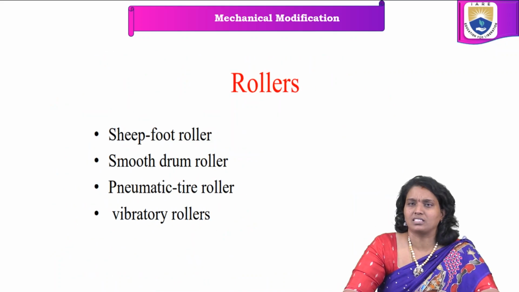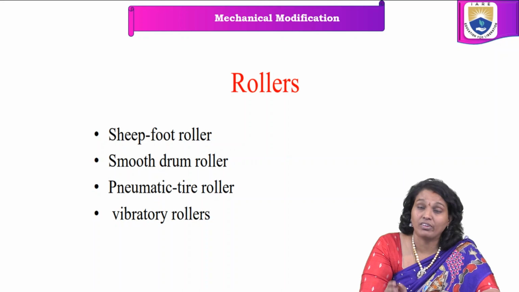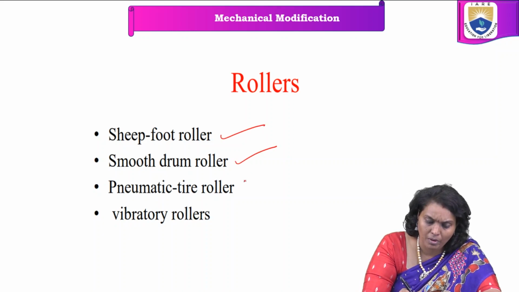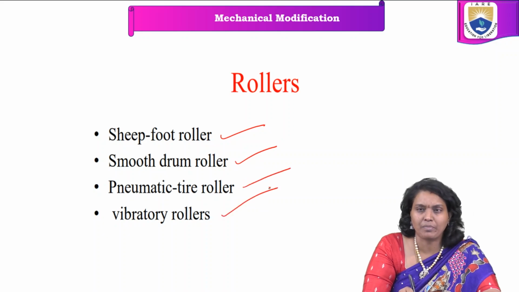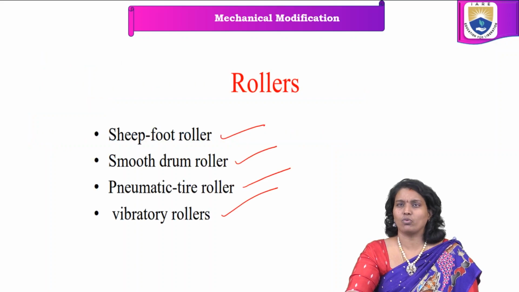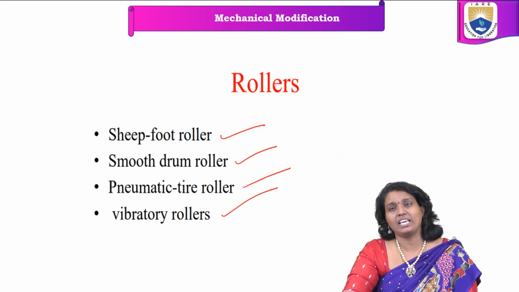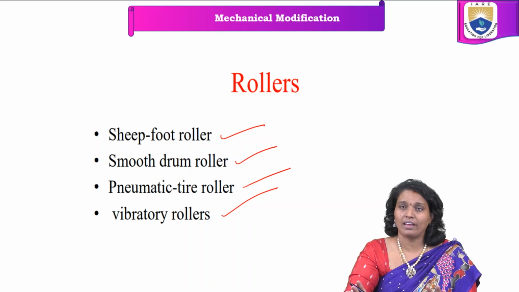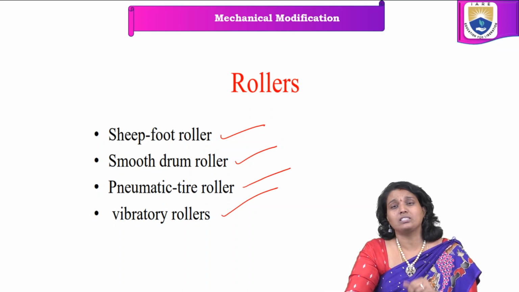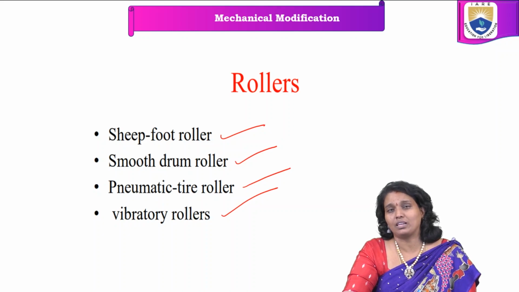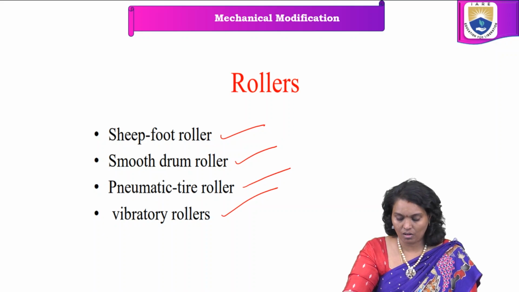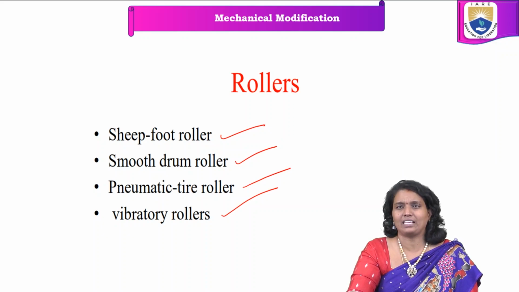Coming to the rollers. In rollers, we have different types: sheep foot roller, smooth drum roller, pneumatic tyred roller, and vibratory rollers. We are going to understand these different types of rollers. We will see each and every roller, how they work, and how the choice of method is made for which type of roller is suitable. All these things we will see in our next class.